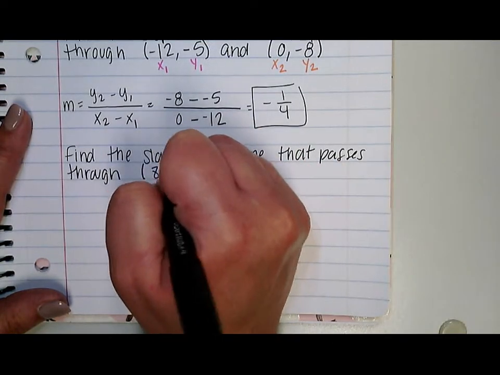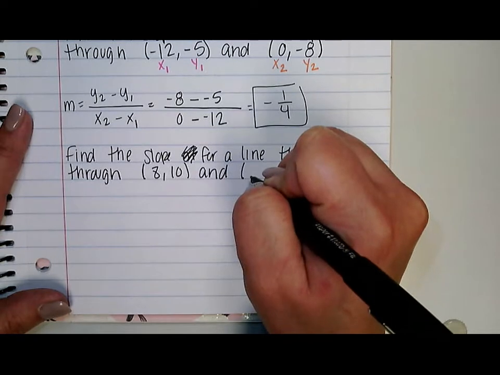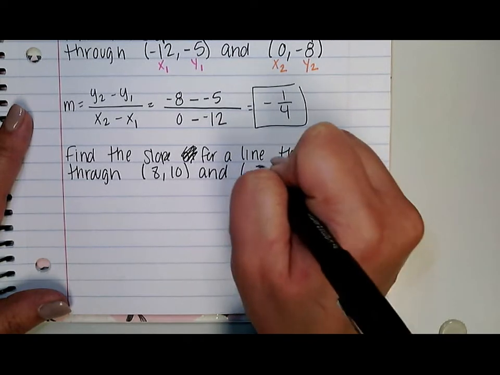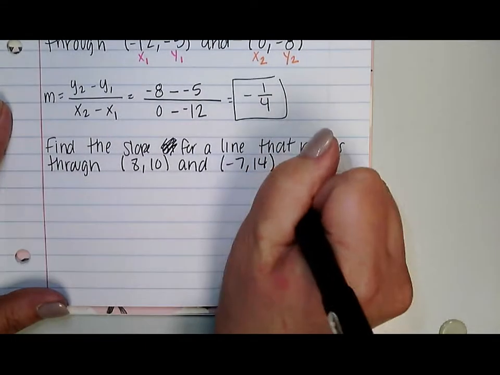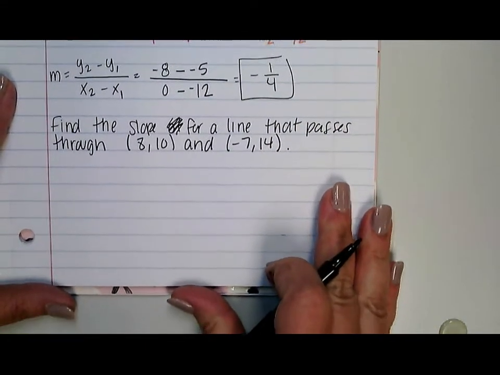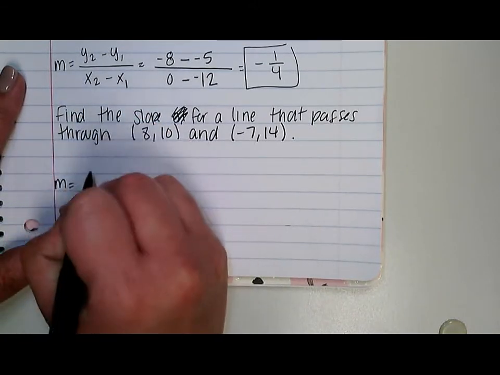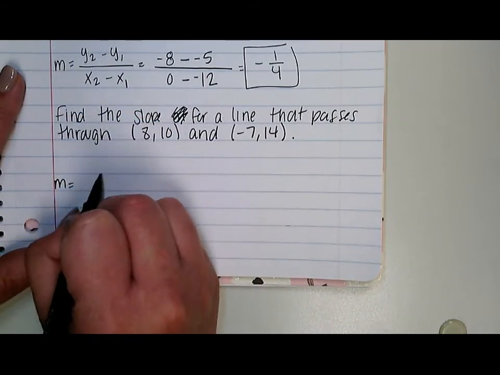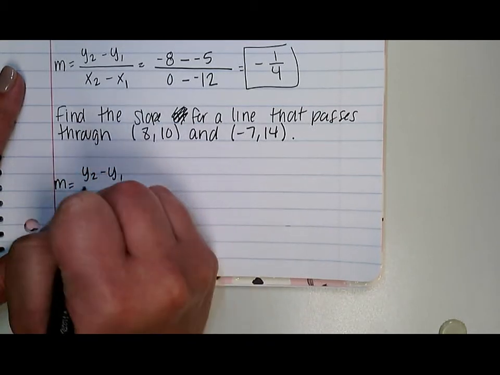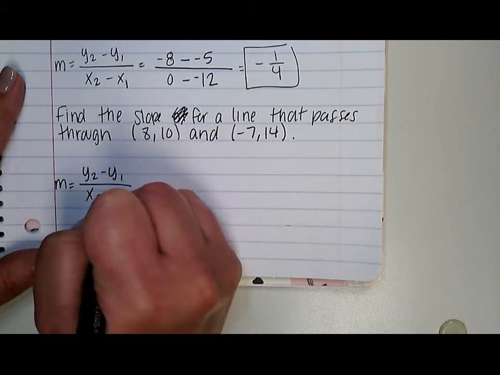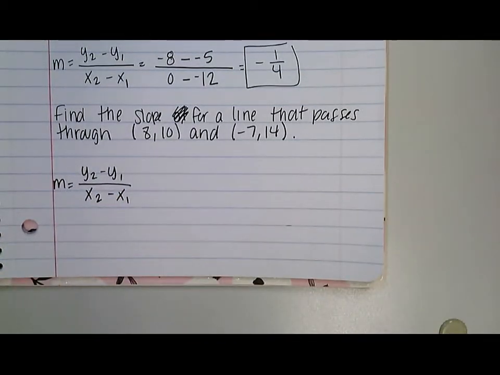8, 10, and negative 7, 14. Okay. Once again, what do we use to find the slope? The slope formula. Okay. I'm going to let you work it out.